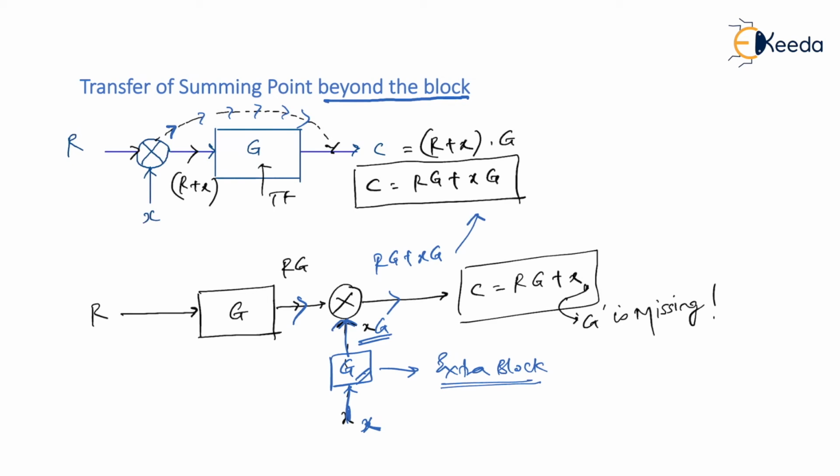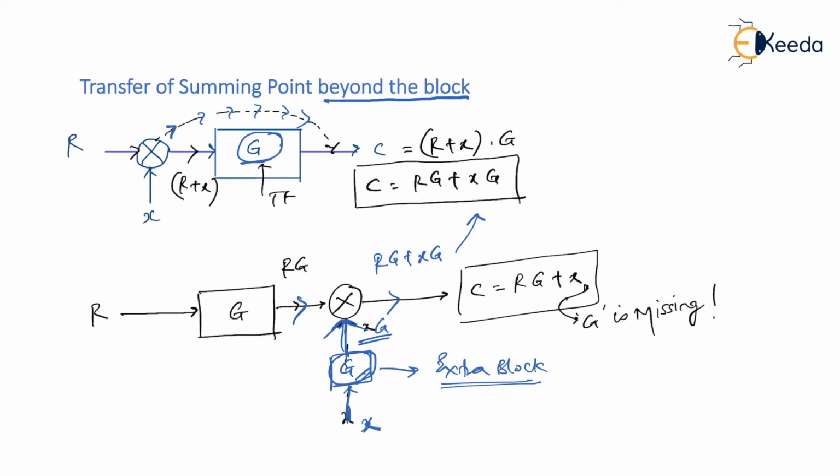Where to add the extra block? You have to add the extra block at the input of the summing point, having a transfer function the same as that of the block beyond which you are trying to shift. Since you are trying to shift with respect to G, it will be G only.